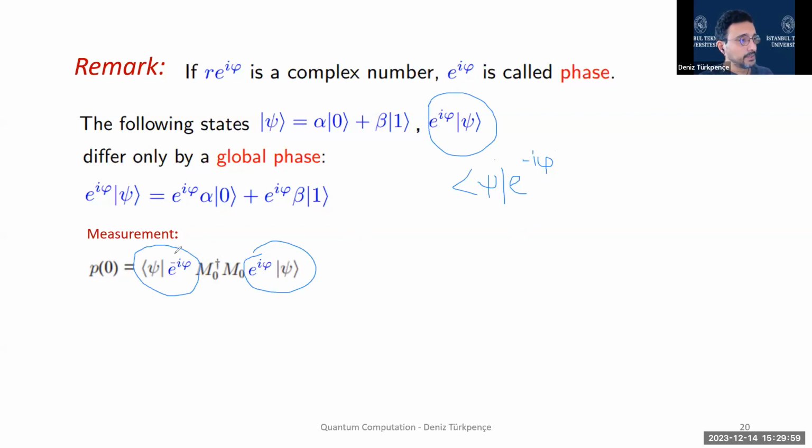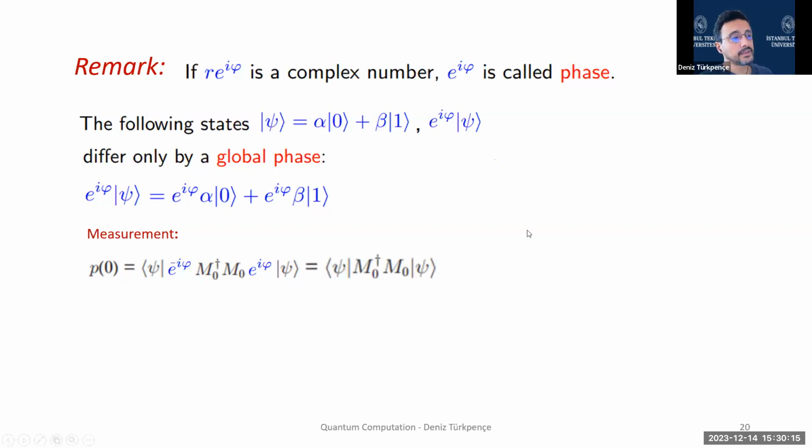These numbers are not operators, so they will cancel each other because you can write them anywhere. This means that this is just equal to the usual formula, which means that I can ignore these phases. So the global phase is not observable. The global phase is not observable by a measurement. It doesn't matter, it's not important for us.